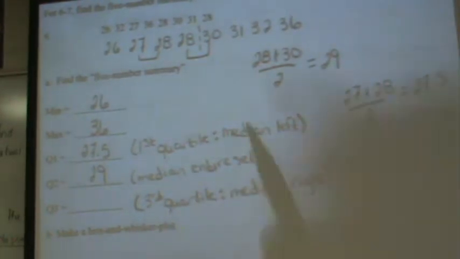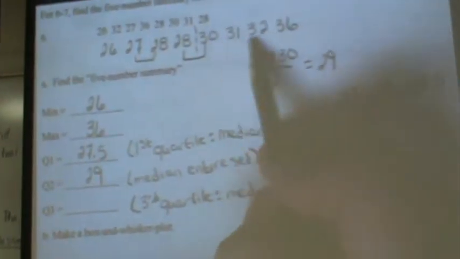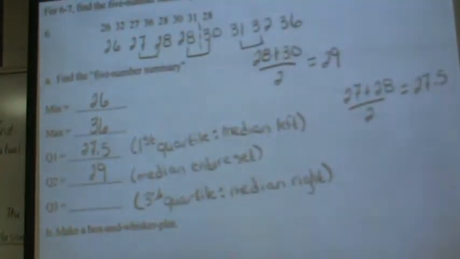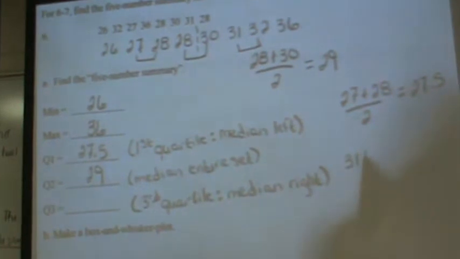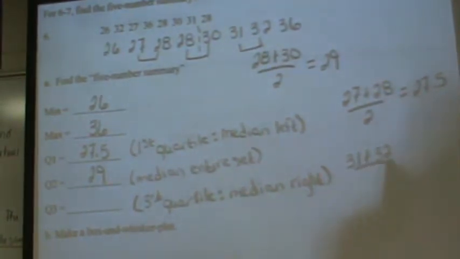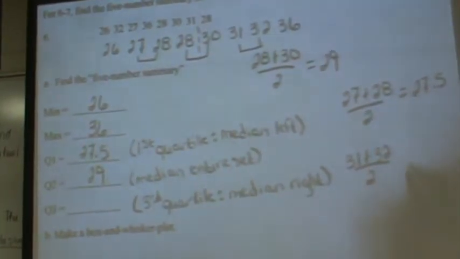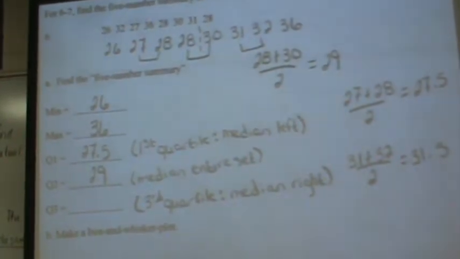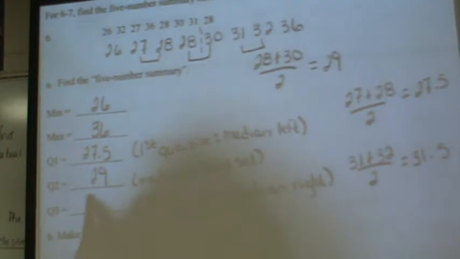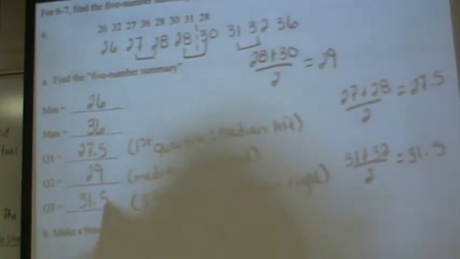And then for our third quartile, we need to find the middle number of our last 4 digits. So that's going to be averaging 31 and 32. So we're going to take 31 plus 32, divide by 2, and that gives us 31.5. So our third quartile is 31.5.